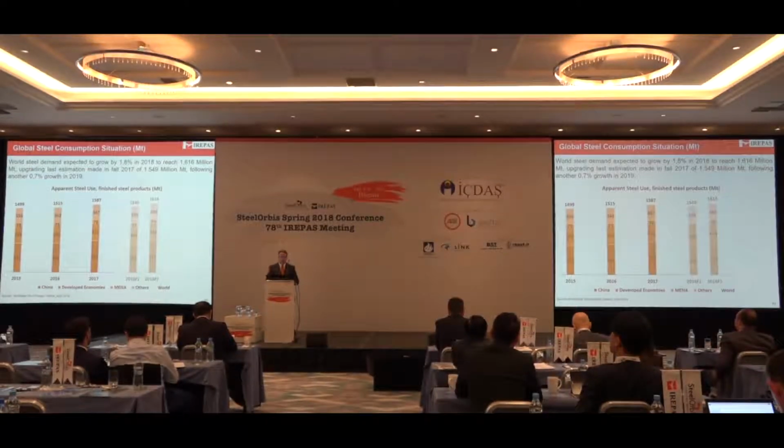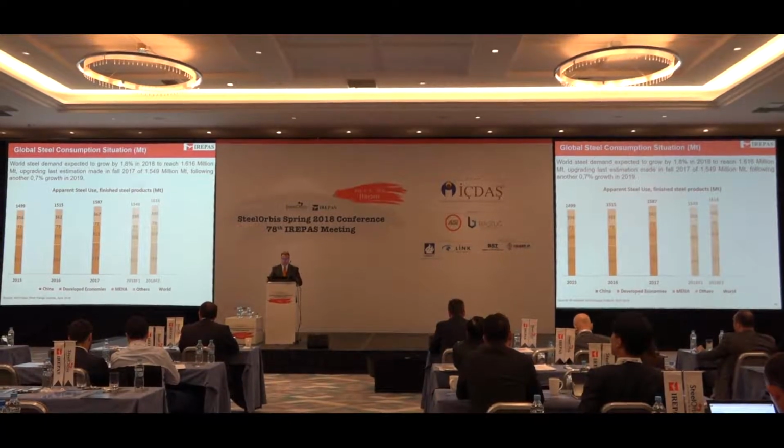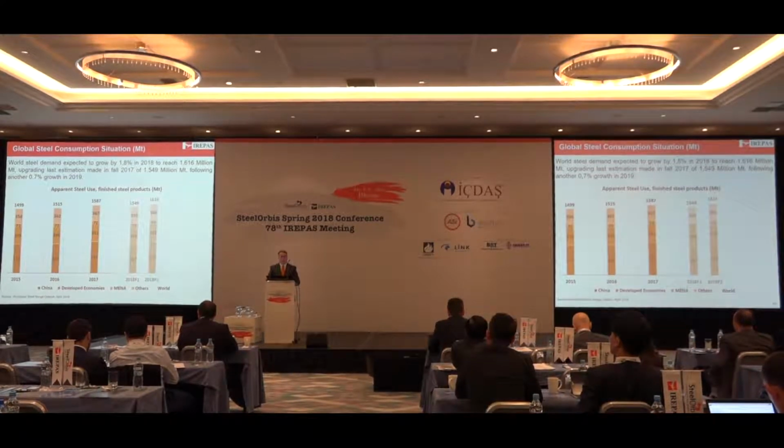It's expected a recovery in the steel consumption in other parts of the world. For example, in the developed economies, almost 420 million tons are expected for this year, 75 million tons in MENA countries, and in other parts of the world, 386 million tons. So all in all, World Steel is making a forecast of a growth of 1.8% in the steel consumption all around the world, and a more modest 0.7% for next year, for 2019.